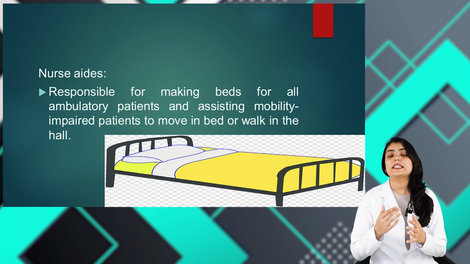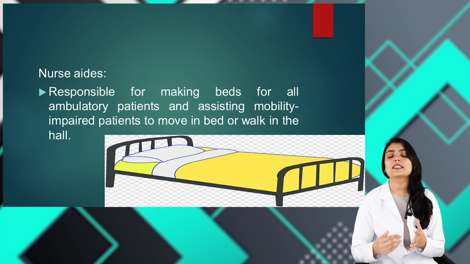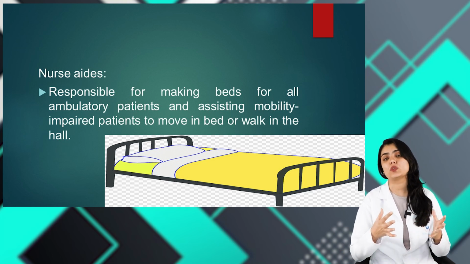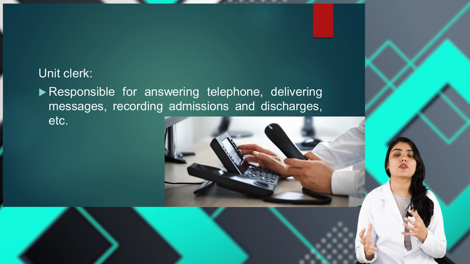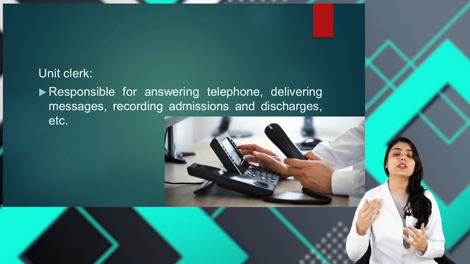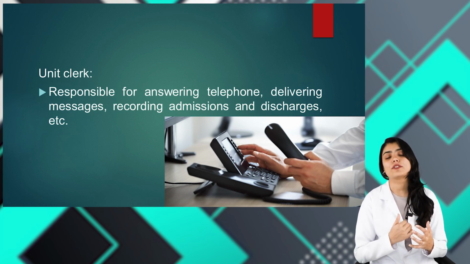Another trained nurse may be given the responsibility of giving a bed bath to all the bedridden patients. So the responsibilities are assigned according to the category, according to the job title of the individual, and according to the skill that they possess. Now, nurse aides can be responsible for simple procedures such as bed making and assisting the mobility impaired patients to walk. And lastly, we have unit clerks, who are responsible for picking up the telephones, delivering the messages, as well as maintaining the admission and discharge of the patients.